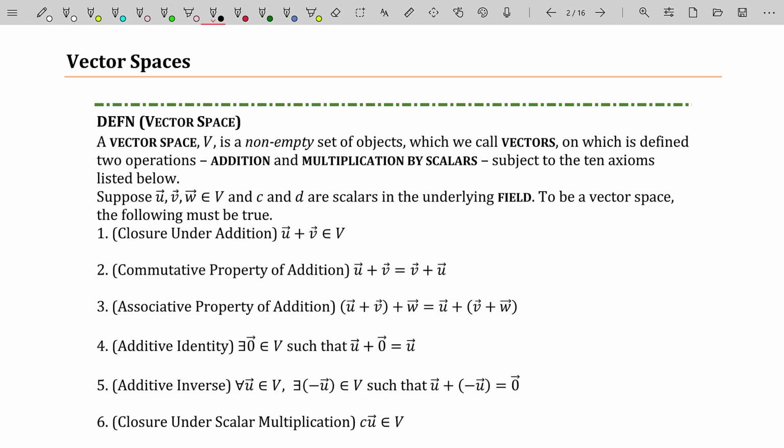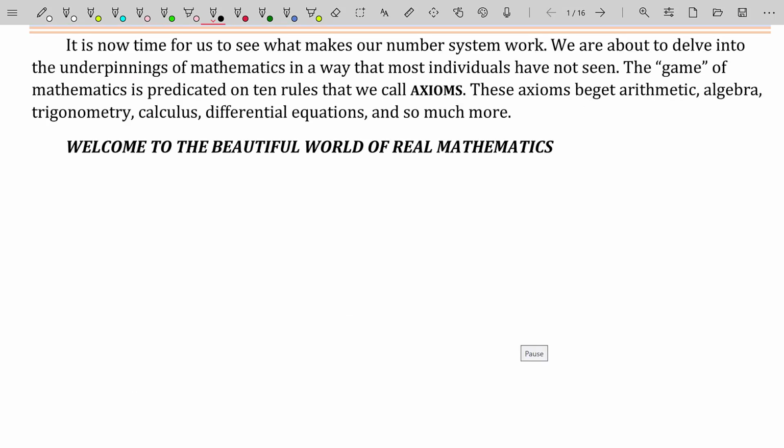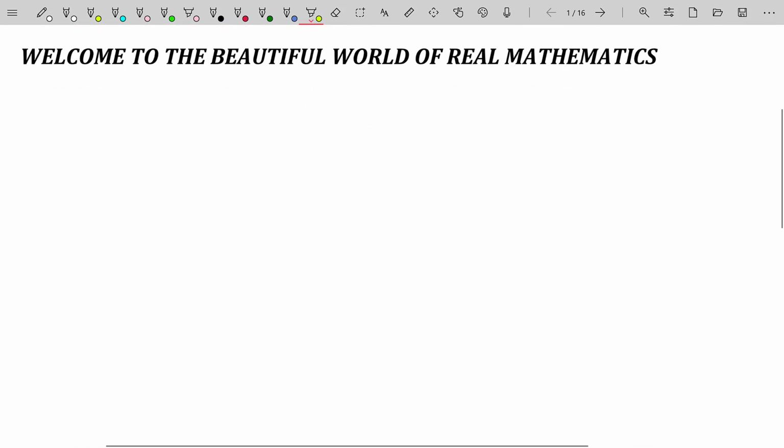In fact, I have a little paragraph on the previous page to this, which says the following: "It is now time for us to see what makes our number system work. We're about to delve into the underpinnings of mathematics in a way that most individuals have not seen. The game," and let me highlight that word, the game of mathematics is predicated on 10 rules that we call axioms. These axioms beget arithmetic, algebra, trigonometry, calculus, differential equations, and linear algebra, and many more courses beyond this course. Welcome to the beautiful world of real mathematics.